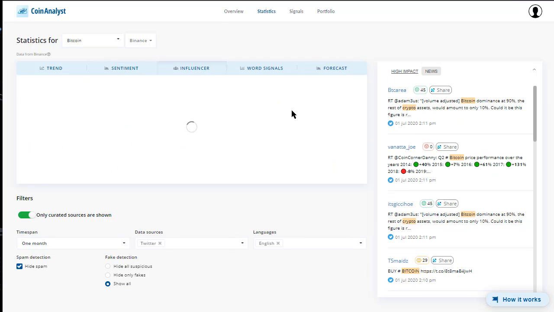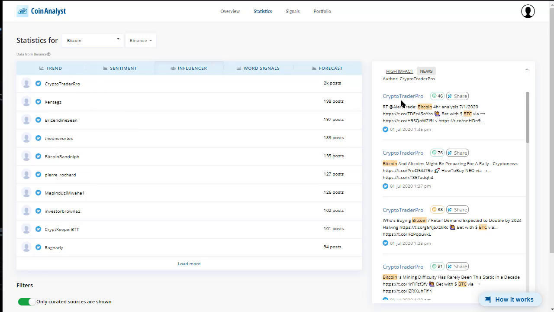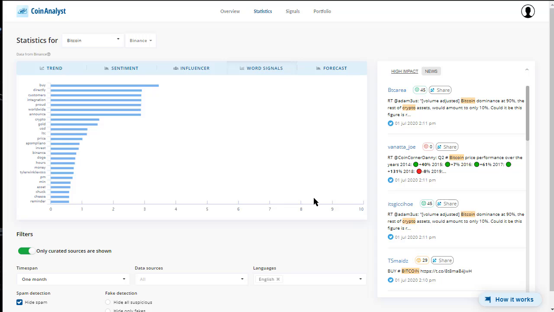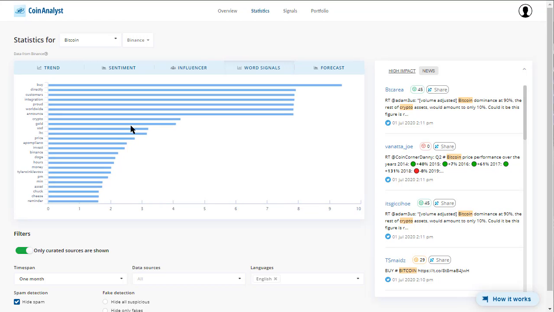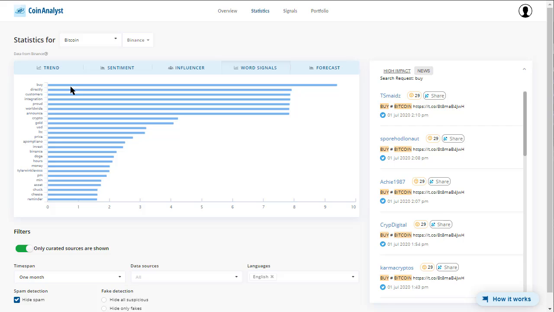We also have the influencer list. There you can see which people are talking a lot about Bitcoin. You can then also go to Twitter and follow these people, so that you have some good people in your Twitter account. You can go into the word signals, and this is really interesting because you see we have the time span of 1 month, and many people are saying buy near the word Bitcoin.